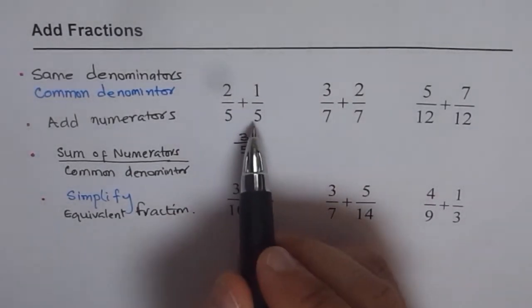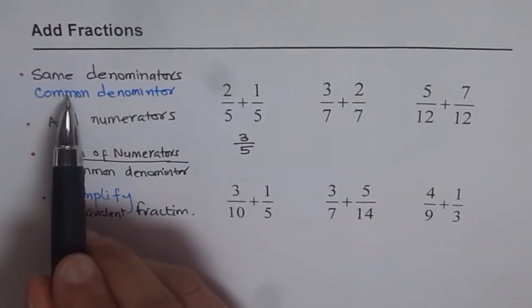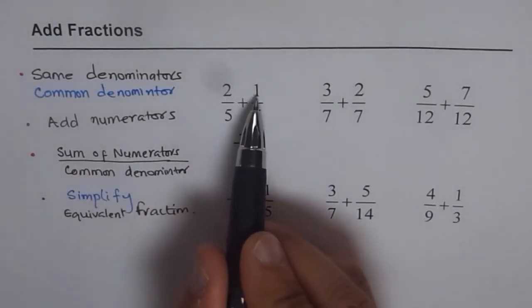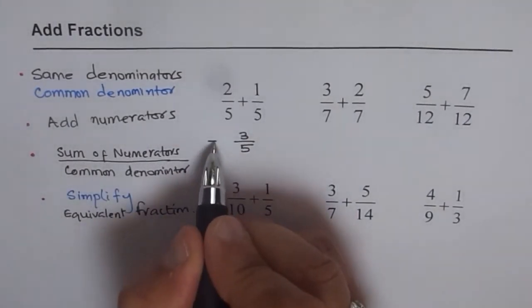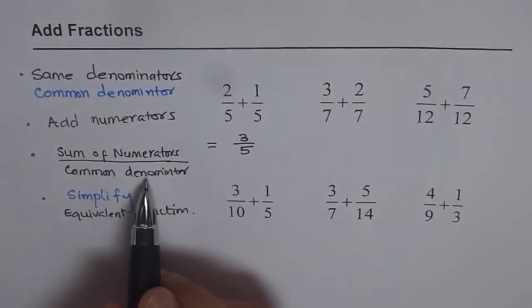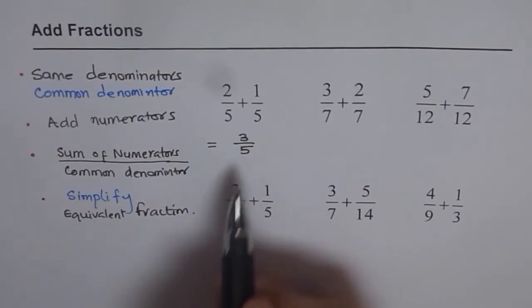So in the first case, we have common denominator of 5, right? So we already have the first step done for us. Second is add numerators. 2 plus 1 is 3. So we write equals to sum of numerators on the top and common denominator in denominator. So we get 3 over 5. Now this need not be simplified. Both are prime numbers. They don't have any common multiples, right? So they cannot be simplified. So that is our final answer.